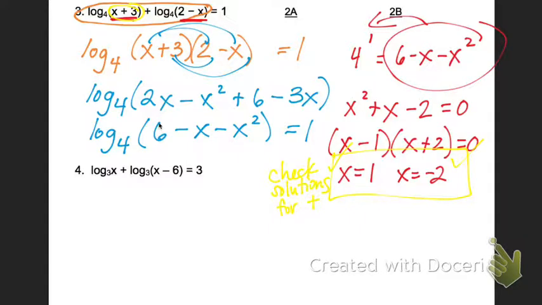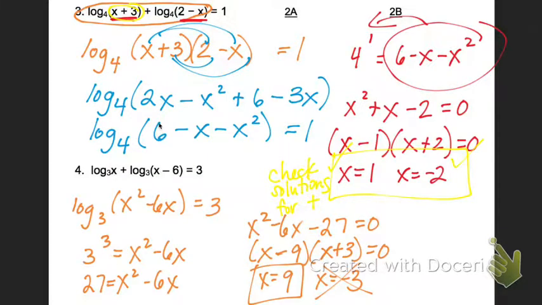Okay, try number 4. Would number 4 be log on both sides or log on one side? One side. Okay, so condensing means you multiply. So you get x squared minus 6x to be 1 log. Then change it to exponential: 3 to the third equals x squared minus 6x. 3 to the third is 27. Move the 27 over. Factor: x minus 9, x plus 3. Then your solutions are 9 and negative 3.